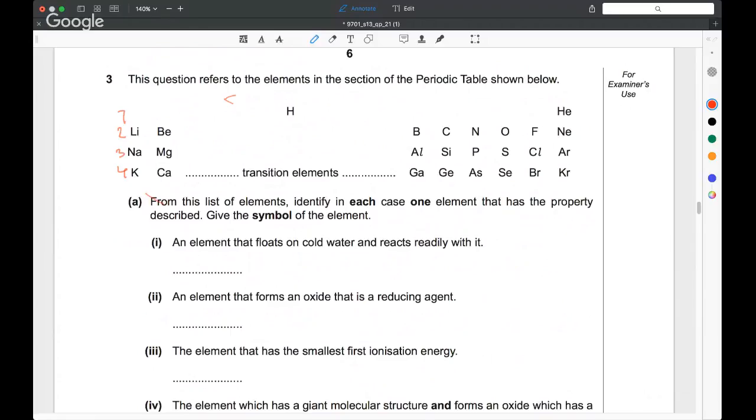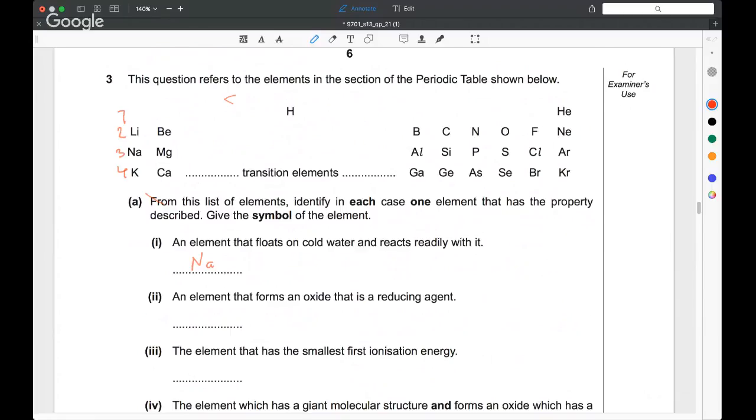Well, this one is an easy one to start with. An element that floats on cold water and reacts readily with it. Well, you remember experiments from GCSE. A really good example there would be sodium. Remember how that floats on the surface of the water and melts and turns into a ball. So sodium is a really good one to have in there.